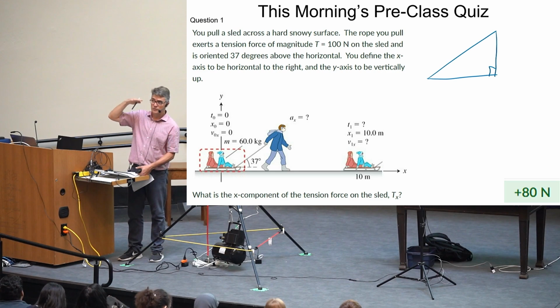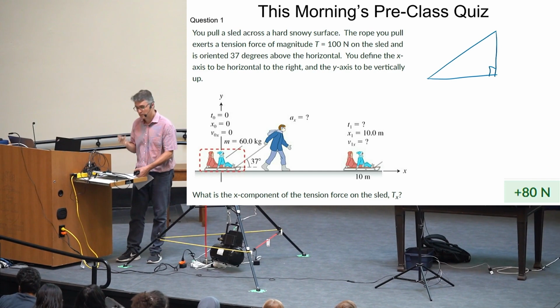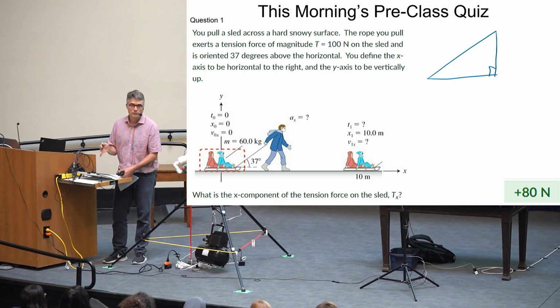So you always need to split your forces into the x component and the y component. Normal force doesn't have an x component, it's just along y, so you don't have to split that one. And friction would only have an x component, it doesn't have a y component. So it's the diagonals where you have to draw it.